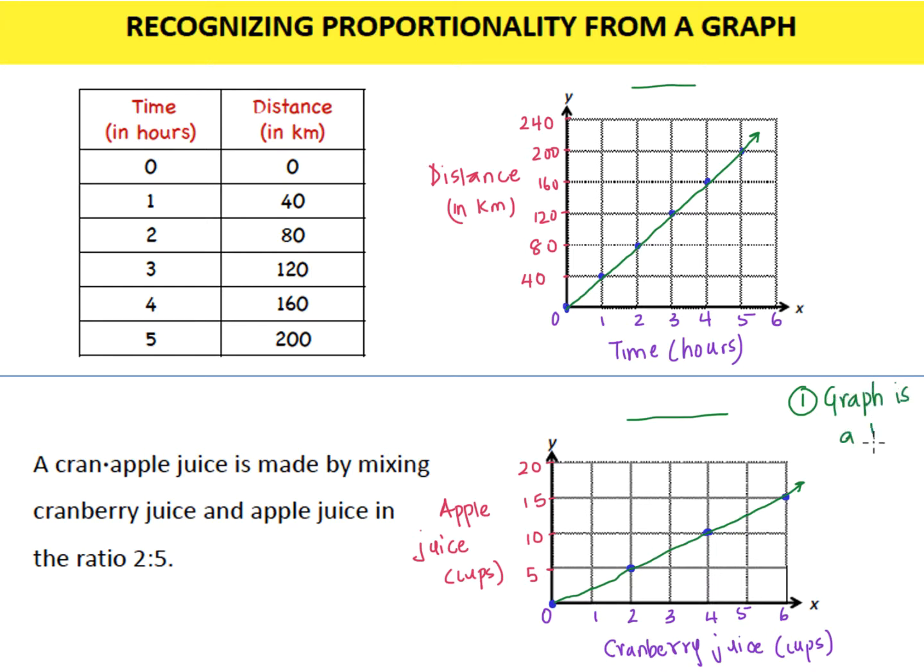What's the second thing that you've noticed? The second thing is that the line always passes through the origin, always passes through 0, 0, which kind of makes sense because if you don't spend any time traveling, you actually don't go any distance. Or if you haven't taken any cranberry juice, there is no need to take any apple juice because you can't quite make a cran-apple juice. So let me write the second thing here. It passes through the origin.